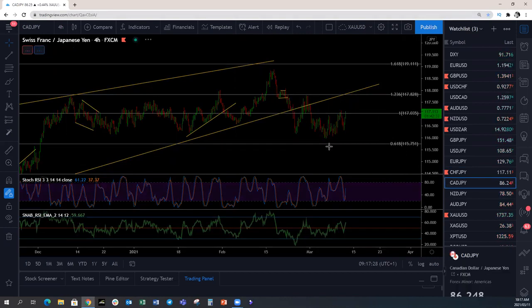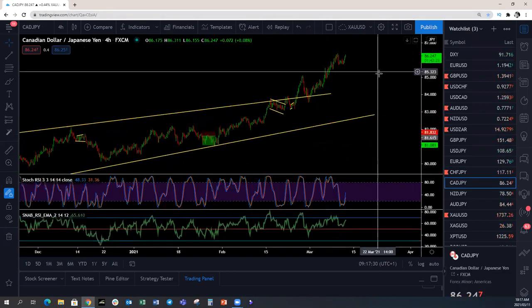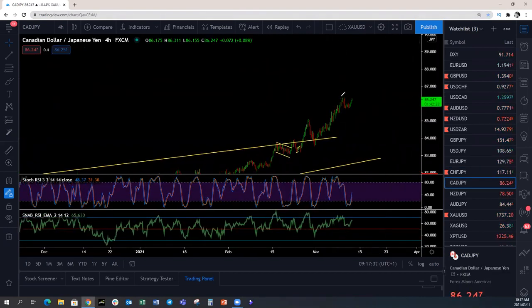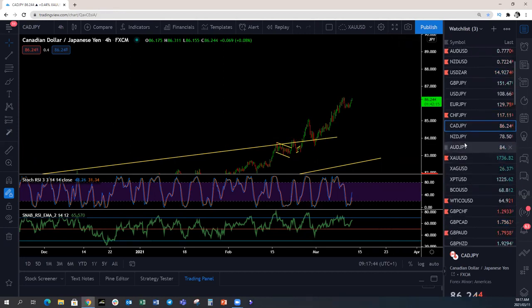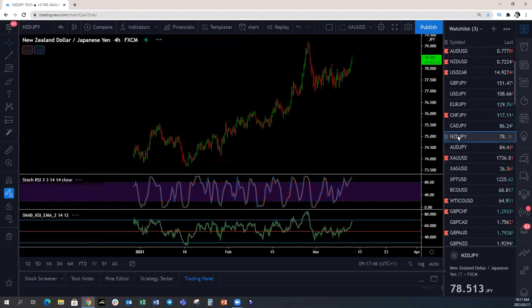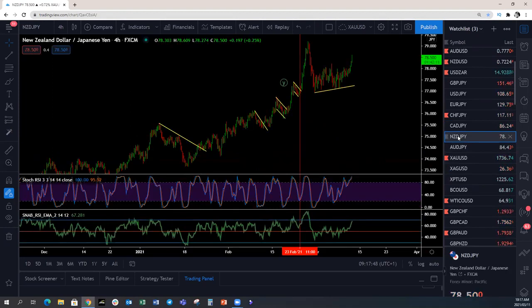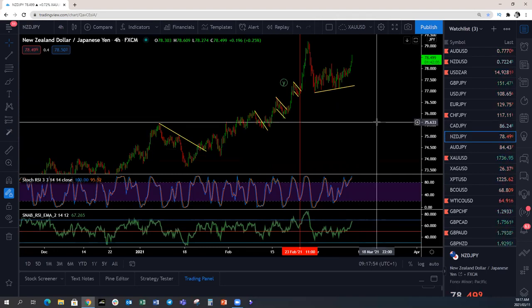CAD yen usually follows US dollar yen, so showing strength, continuation to the upside. We've been saying that about CAD yen and all the CAD pairs. Basically CAD, because of the strength in oil, looking for just upside. Right? That is New Zealand yen.